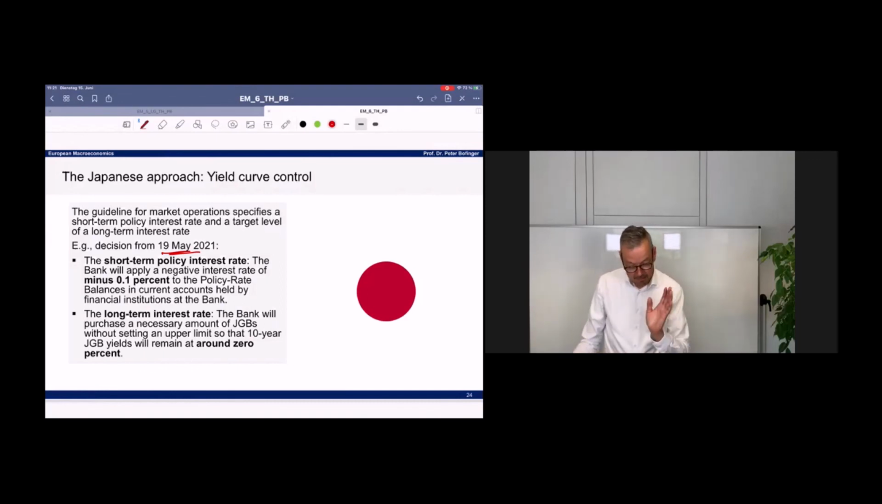But then they make an explicit announcement on the long-term rate. They say the bank will purchase the necessary amount of Japanese government bonds, JGBs, without setting up a limit, so that the 10-year JGB yield will remain at around 0%. So a clear target for the long-term rate, and they say, okay, we will buy as much of these government bonds as needed to reach this long-term interest rate target.